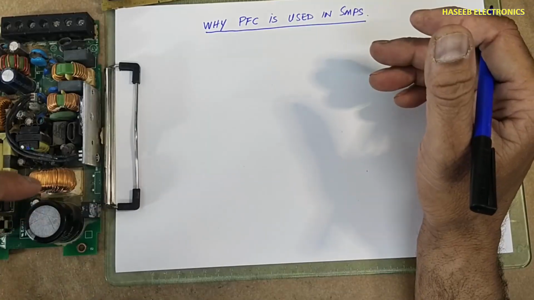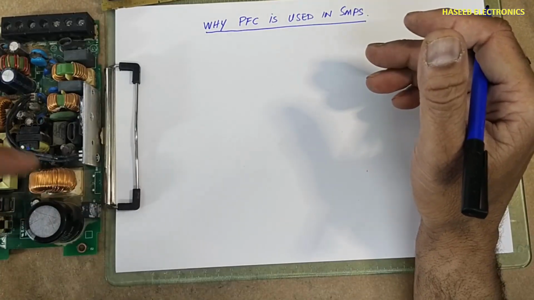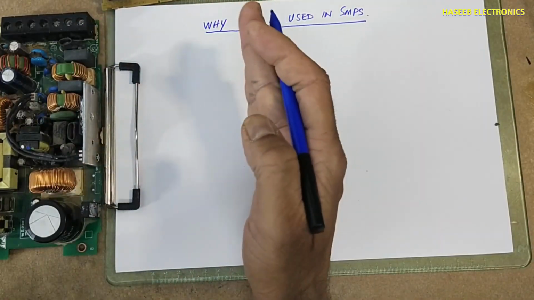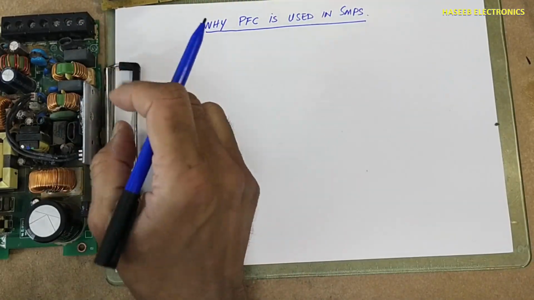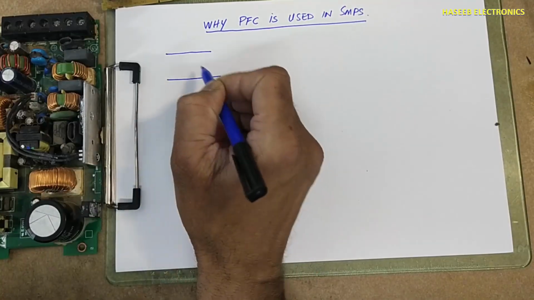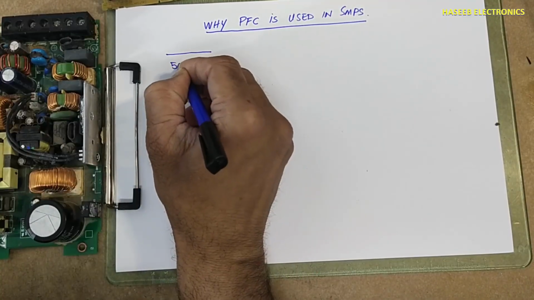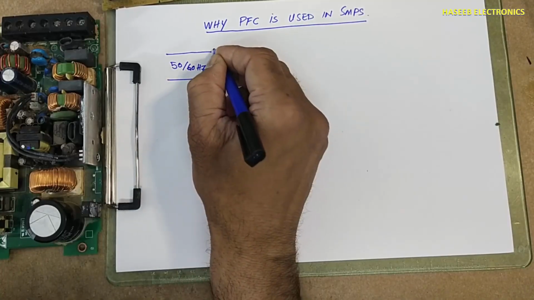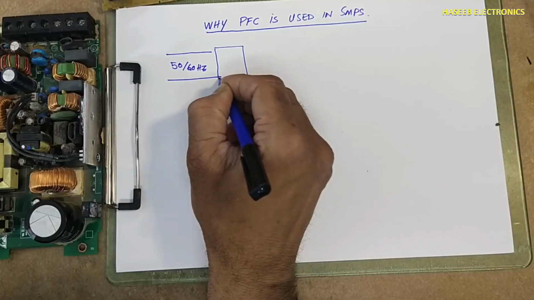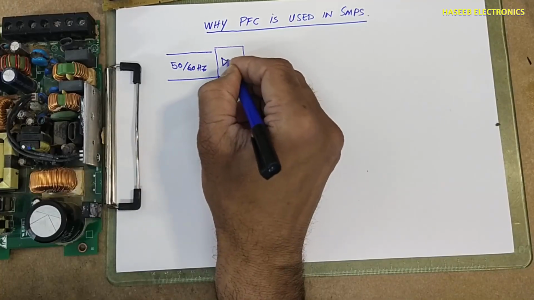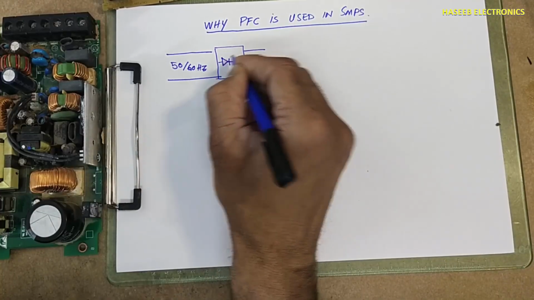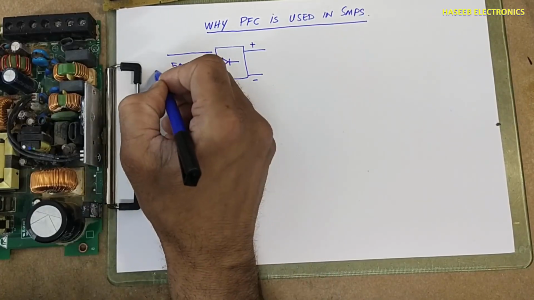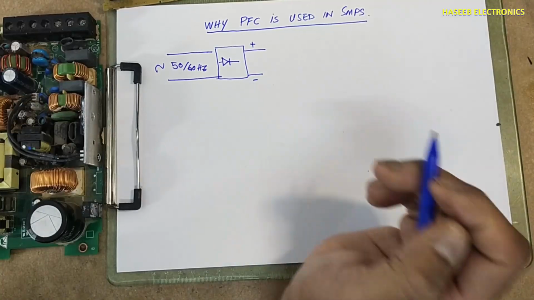Today we will see why PFC is necessary in this power supply. First we will analyze the function of the power supply, and then it will become easy to understand the function of PFC. Line voltage 50 Hz or 60 Hz, whatsoever. After the EMI filter, this voltage is provided to the bridge rectifier. We will receive positive, negative. Here it was AC voltage, but now DC voltage.